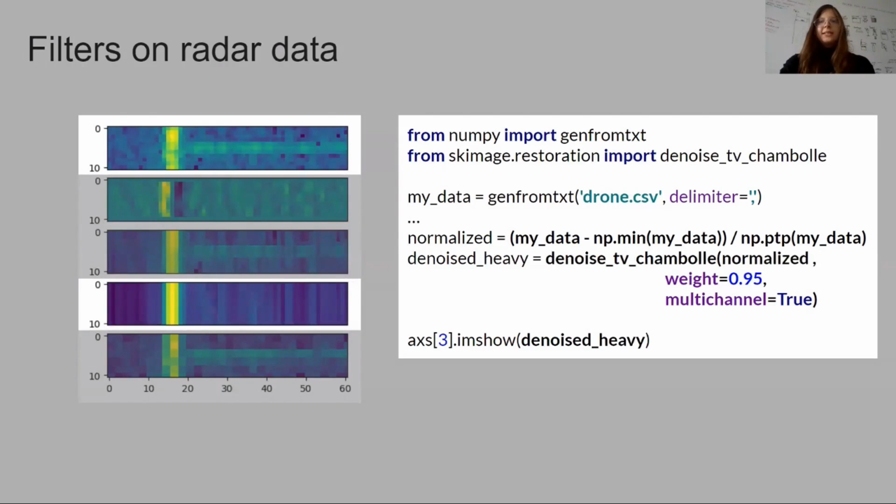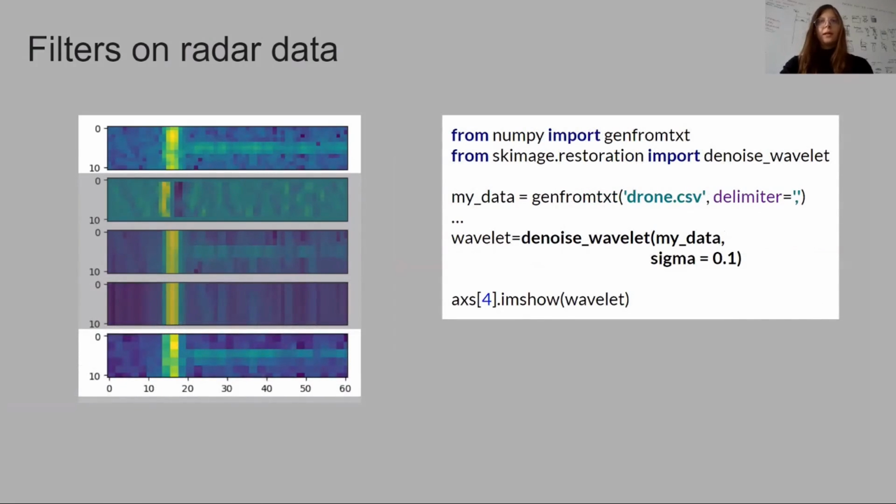The third one is actually the same as the previous one, the denoise TV Chambolle. However, we just play around with the weights of this filter. Of course we can play with the parameters to make them as suitable for our case as possible, because you can probably use a completely different type of radar data, so feel free to play with the parameters. And the fourth one is the denoise wavelet filter that's also denoising the image, and it's also very helpful in our typical projects with the radars.